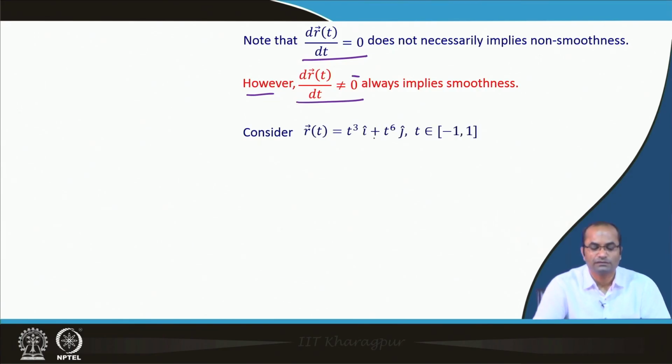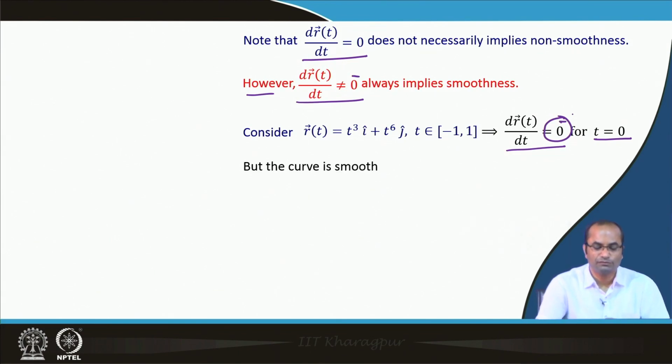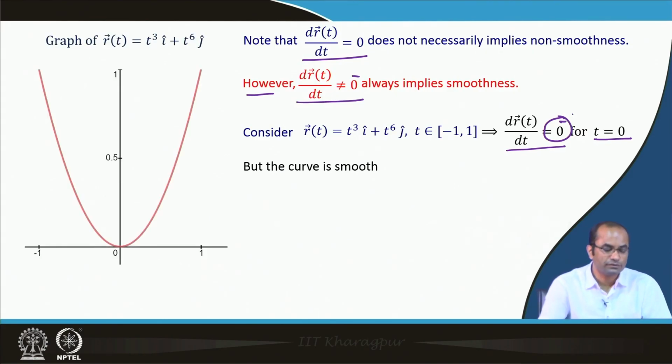But for instance, if we consider this curve t cube i plus t 6 j, and t varies from -1 to 1, and we compute dr/dt and evaluate this at t equal to 0, then we will observe that the value of this tangent vector is 0. And in this particular case, we will see that the curve is smooth. We can observe that clearly from the figure of this curve. If we draw a graph of this t cube i plus t 6 j, then we see that the curve is smooth at all points, including t equal to 0.